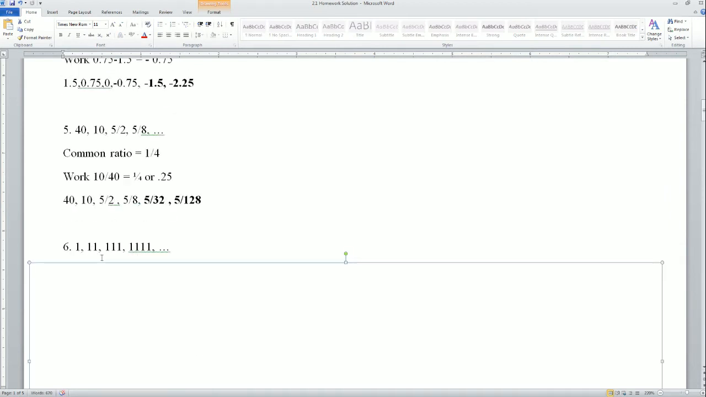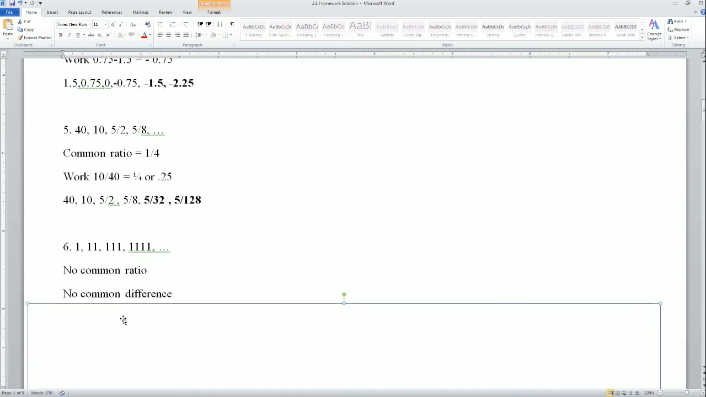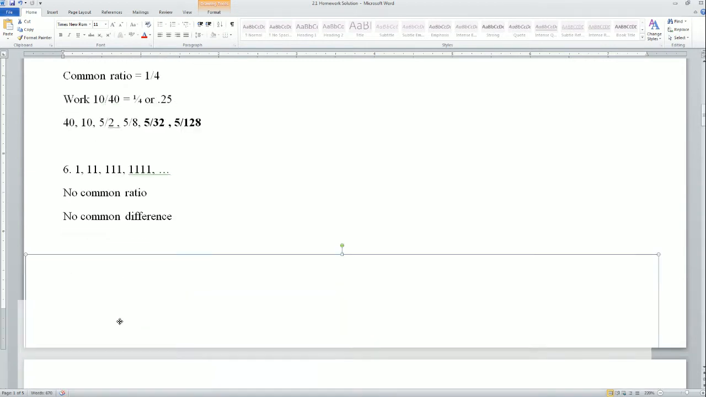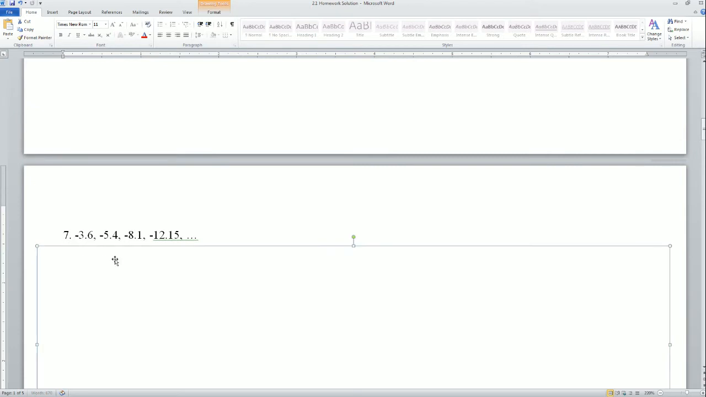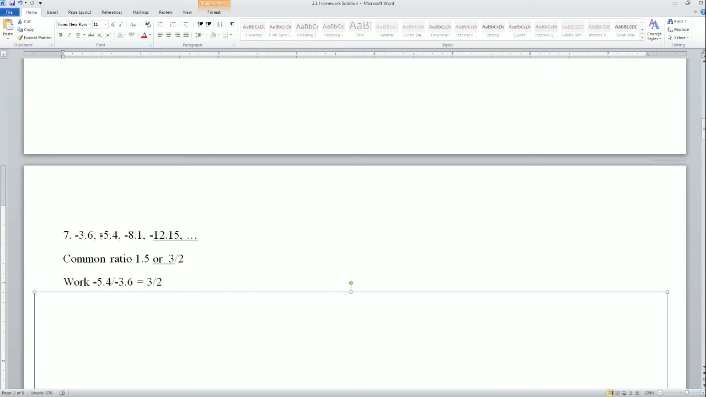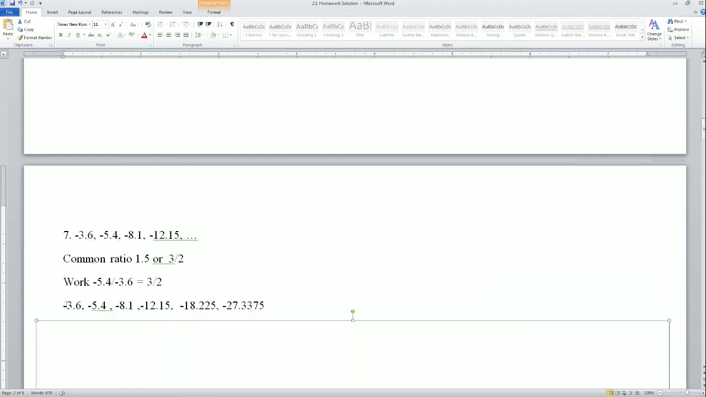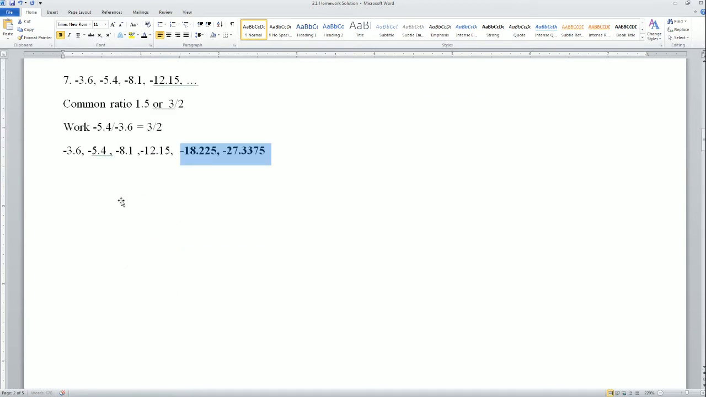Next, 1, 11, 111, 1111. No common ratio nor common difference. 7. Okay, common ratio was 1.5 or 3 over 2. Here's the work. I did negative 5.4 divided by negative 3.6. I saw that it is 3 over 2. Apply the common ratio to get the next terms.